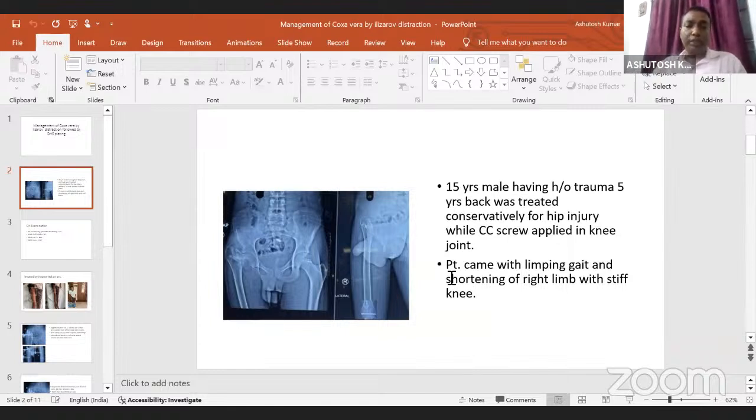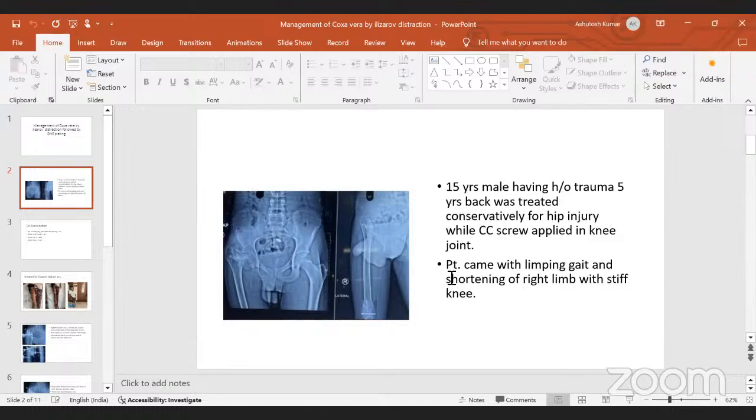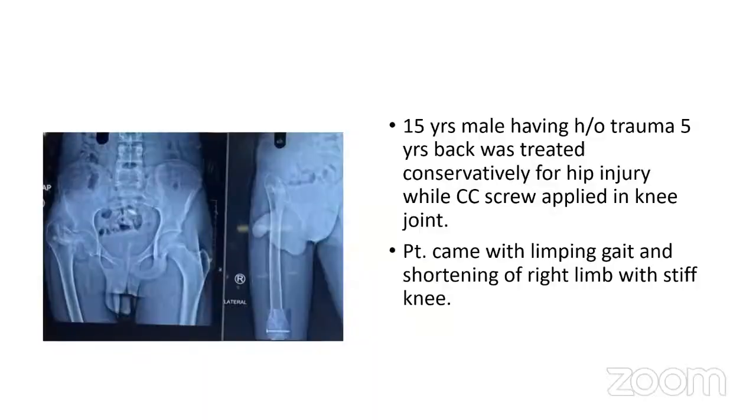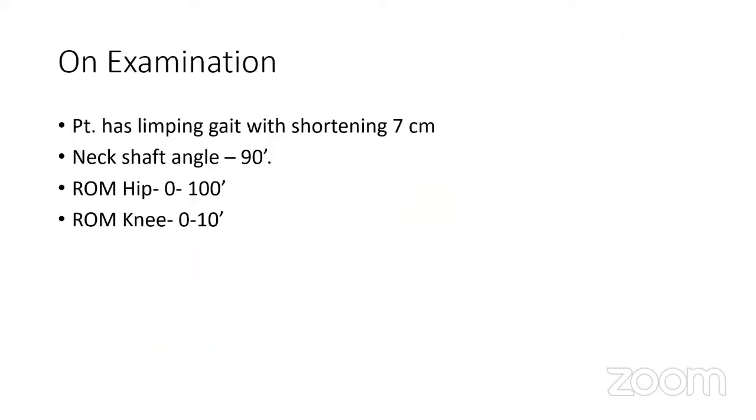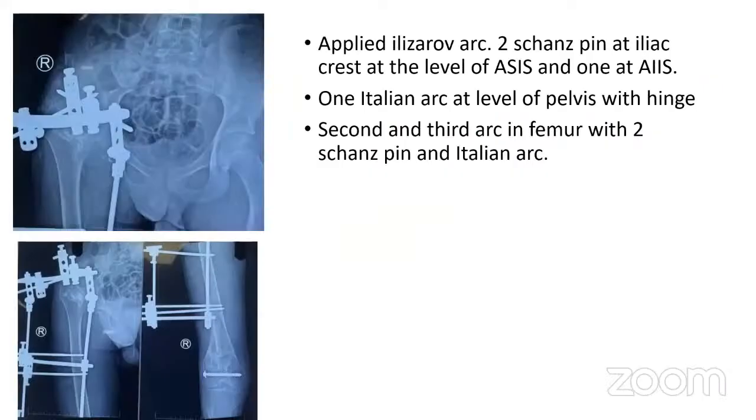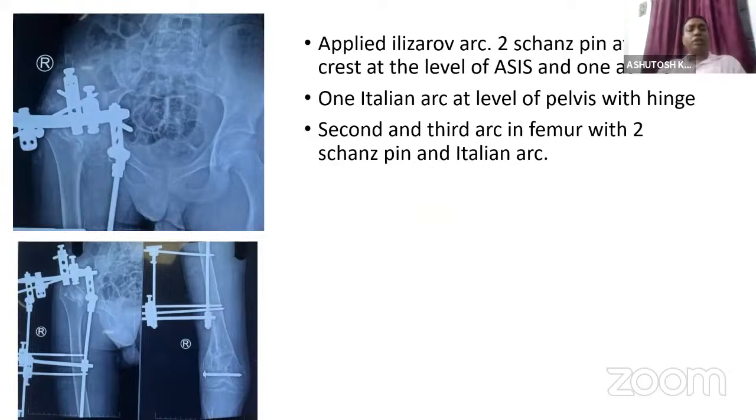So we planned to do the abduction osteotomy followed by DHS at the same sitting. Okay, because here I can see the neck shaft angle is even less than 90 degrees. It is somewhere around 70 to 80 degrees in this figure. Yes, sir. It was brought up to 110 degrees and the residual was corrected with valgus osteotomy.